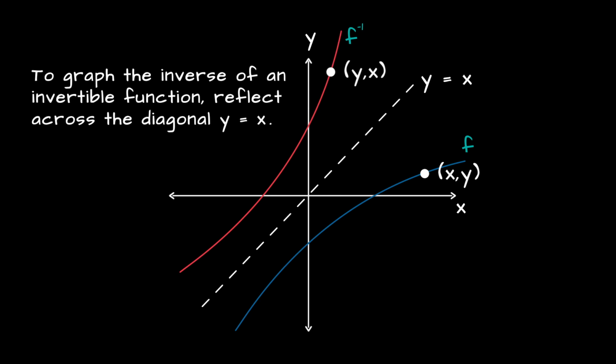And this actually gives us a general recipe for graphing inverse functions. To graph the inverse of an invertible function, just reflect across the diagonal y equals x. By the way, note that the reflection of a vertical line across the diagonal y equals x is actually just a horizontal line. This explains geometrically why an invertible function must pass both the vertical and horizontal line tests.